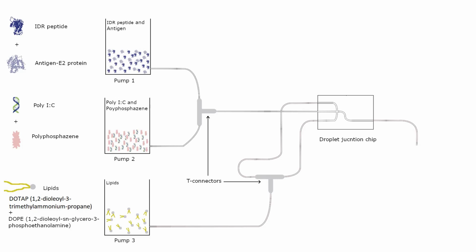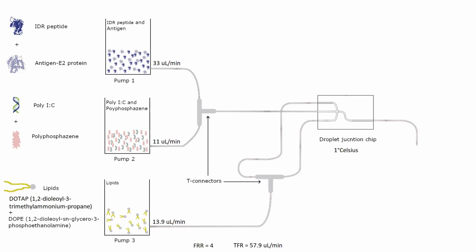The rationale behind such an arrangement of components is to avoid blockage of the instrument tubings. At the initial stage of optimization using the microfluidics platform, it was observed that if IDR peptide and poly-IC are kept in the same vial, they are likely to form precipitates, which were responsible for the blockage of the tubing.